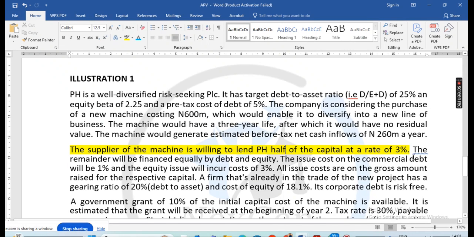Which means that the machine cost is 600. The supplier will give half, 300. What about the remaining 300? What will happen to it? Where will they source for it? The remainder will be financed equally by debt and equity. Class, the remaining 300 will be financed equally by debt and equity. So that is 300 divided by 2. That is 150 will be for equity and 150 will be for debt.